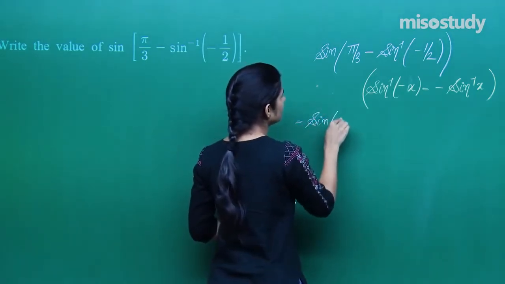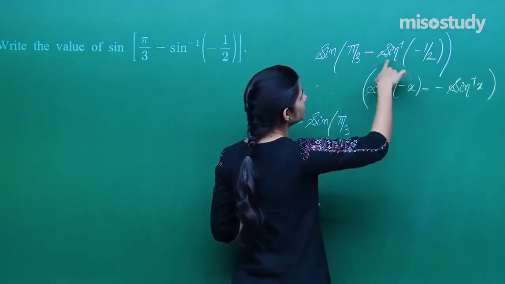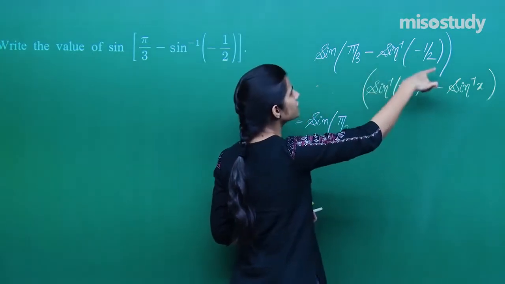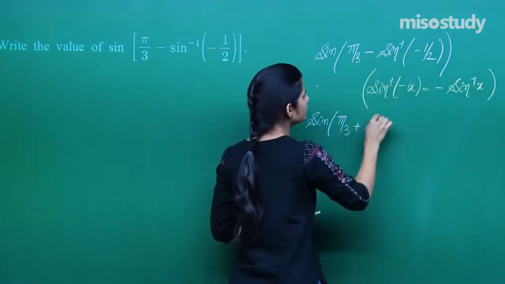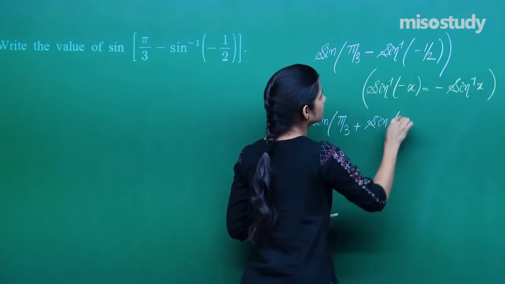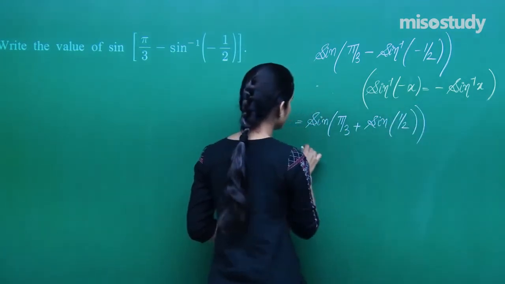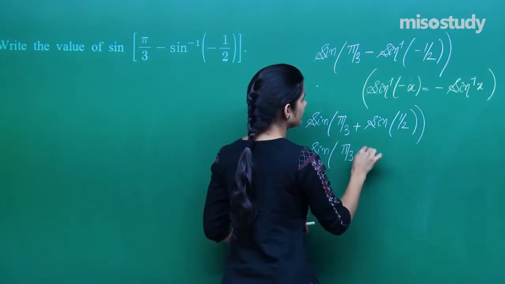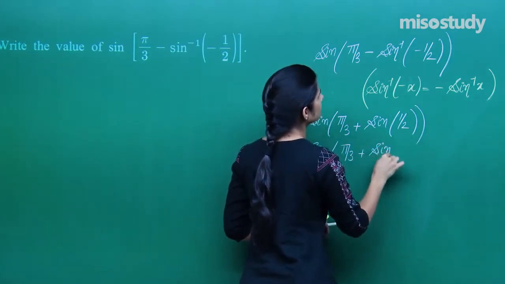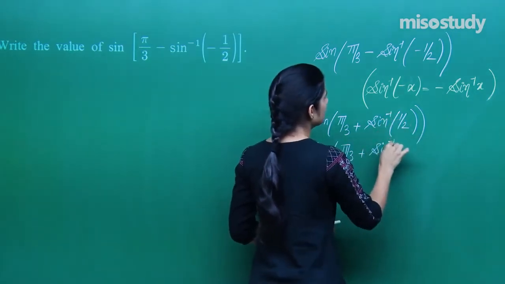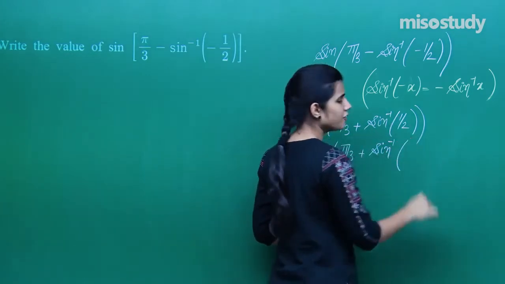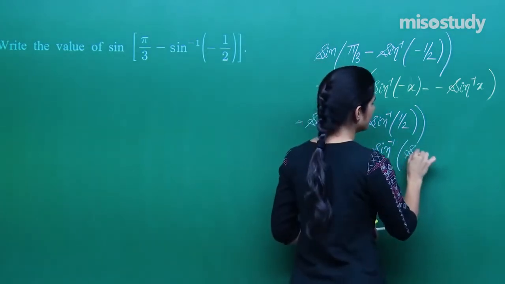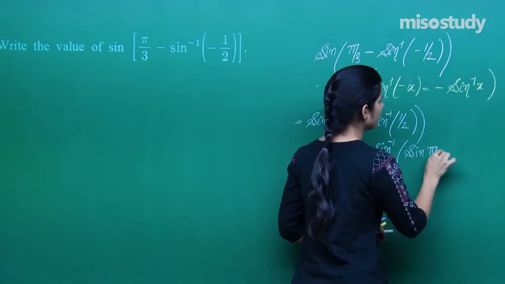Sine of pi by 3. Now sine inverse of minus half is minus of sine inverse half. Minus minus will be plus, so it is sine of pi by 3 plus sine inverse of half. Sine inverse of half can be written as what? Sine 30 or sine pi by 6.